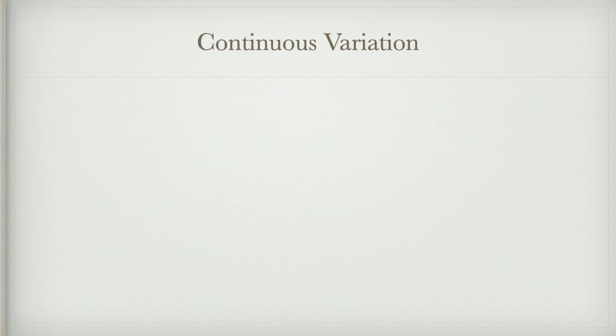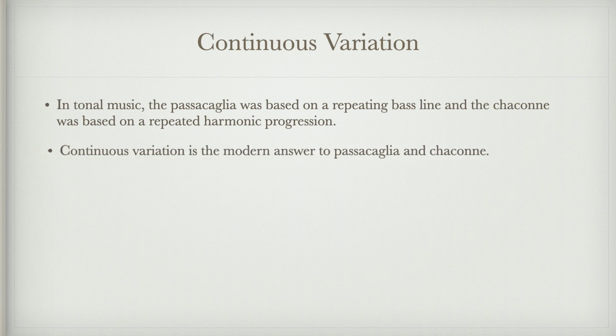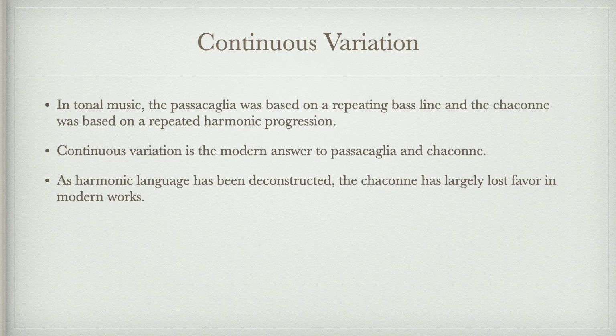So now continuous variation. In tonal music, you have the passacaglia, which was based on a repeating bass line, and the chaconne, which is based on a repeated harmonic progression. So again, continuous variation is a modern answer to your passacaglia and chaconne, because we're no longer using these two forms in the same way as we did in the classical period. So as harmonic language has been deconstructed, the chaconne has largely lost favor in modern works. You're not going to see too many modern chaconnes, but they could occur.